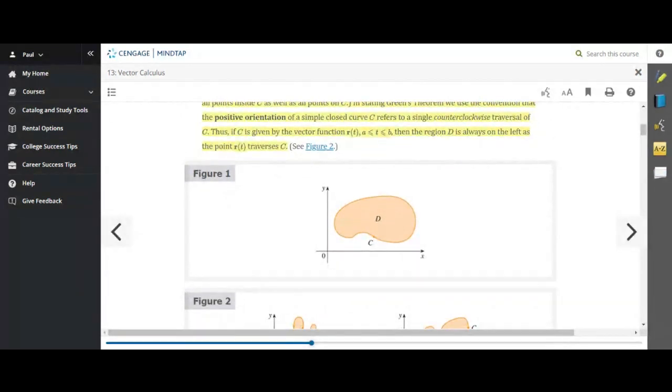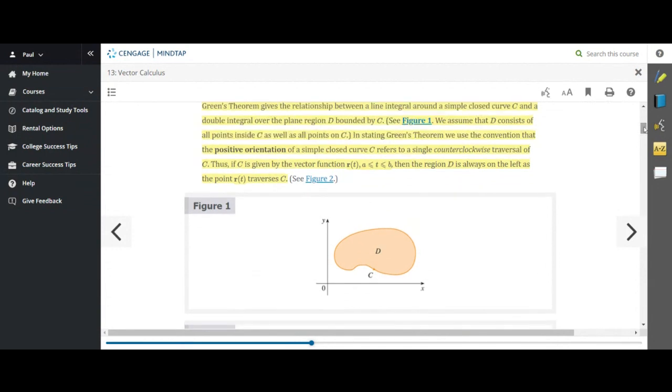Okay, so in figure 1, you have a curve C that forms a closed path around a region D. They mention here that we assume, in the highlight above there, that region D consists of all points inside that curve C, as well as points on the curve C.